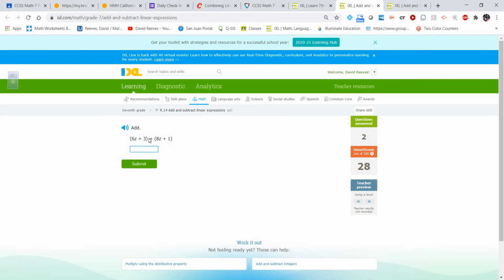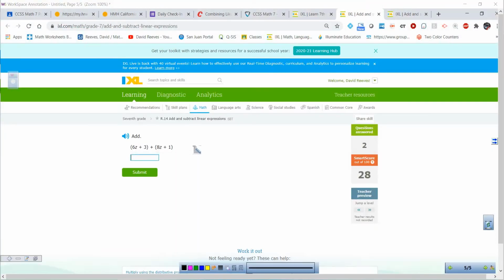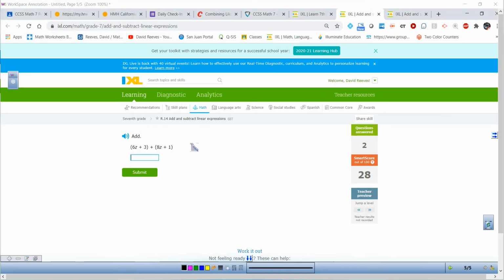All right, now they've grouped them together, but you'll notice you can't add 6z and 3. They're not like terms. And you can't add 8z and 1, right? But we can use the commutative property and the associative property. So really what we're going to do is regroup. We're going to use the commutative property and the associative property, and we're going to put the like terms together, right? These are like terms, and these are like terms.